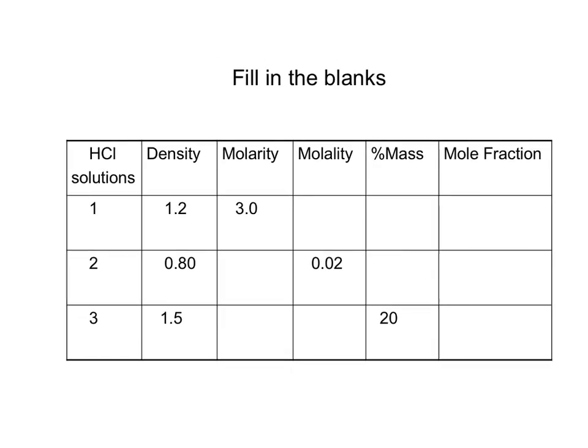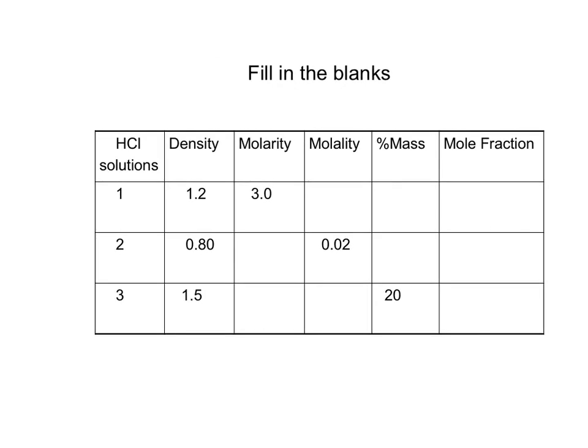Focus on the ones that are here. We've got density for these 3 solutions of HCl. And we want to look at molarity, molality, mass percent, and mole fraction. All right, so there are 3 solutions, 1, 2, and 3. And these are the densities in grams per milliliter. So the first solution has 1.2 grams per milliliter, and it's a 3 molar solution. With this information, can we calculate the remaining 3?